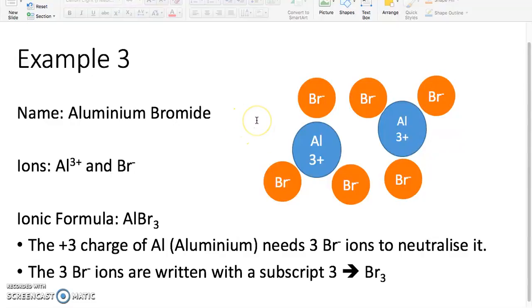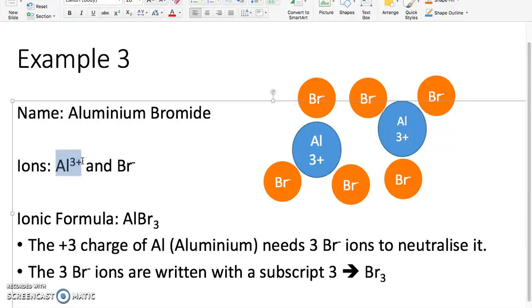The final example we're going to do is aluminium bromide. So in aluminium bromide, we have the aluminium ion. This is in group 3. It has a +3 charge, but generally you should just try to memorize aluminium because most group 3s do not obtain an ion charge. Then we have bromide. Bromide is once again in group 7, so it has a -1 charge.